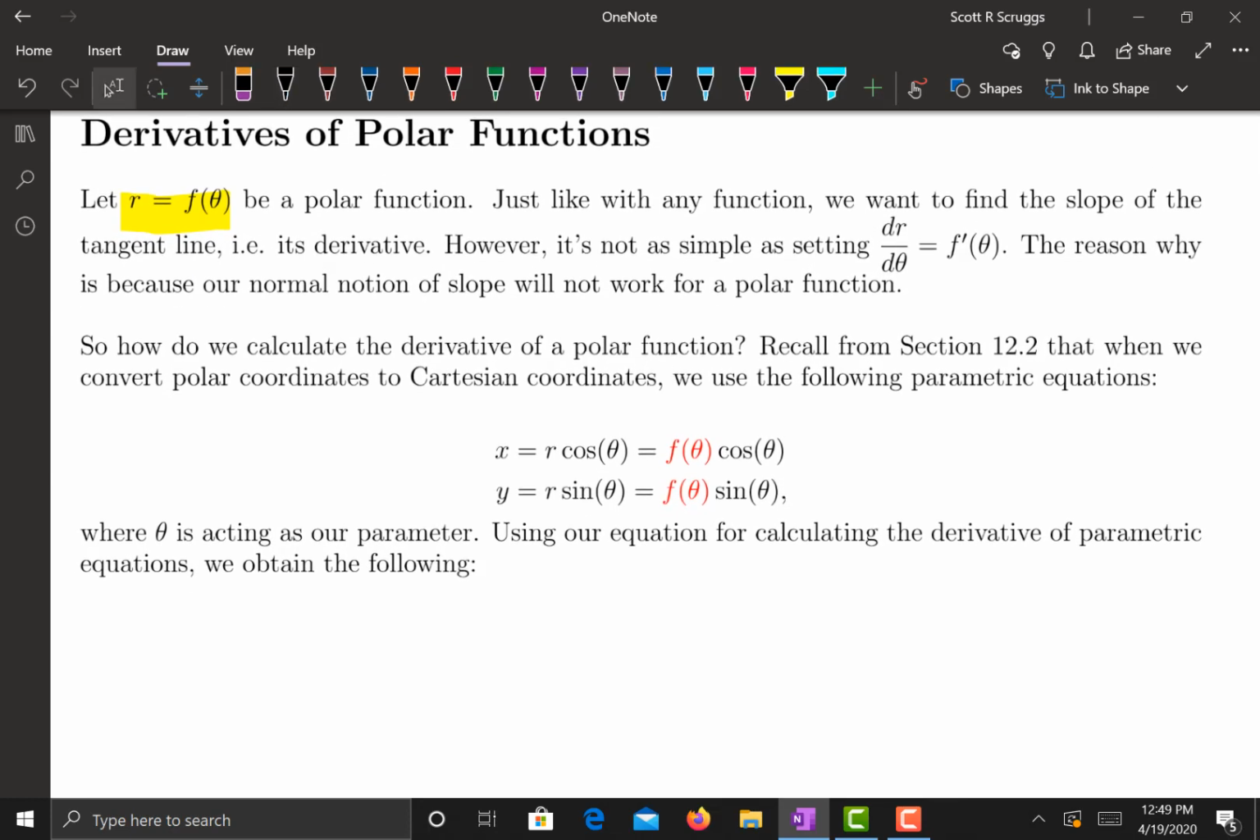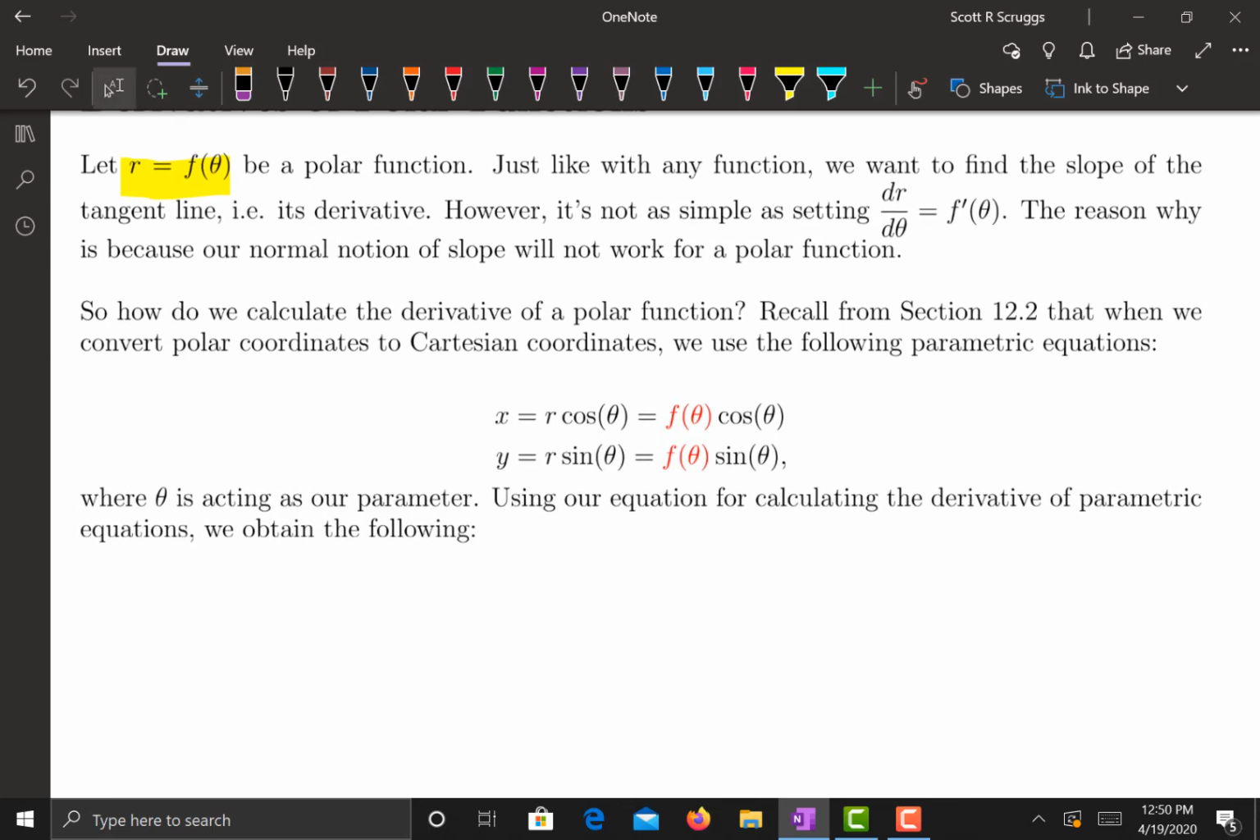The sad thing is we can't do what we've done back in Cartesian coordinates, which is just take derivatives normally, and that's because we don't have a nice notion of slope with a polar function. The only time that would be the case is if r was an angle, because as we discussed back in 12.2, the polar curve that represents this function is a line with a fixed angle of whatever theta is. And so let's figure out how we can take the derivative of a polar function. And here's how we're going to do it.